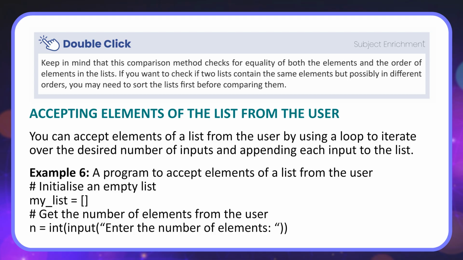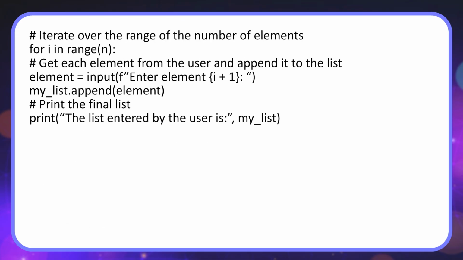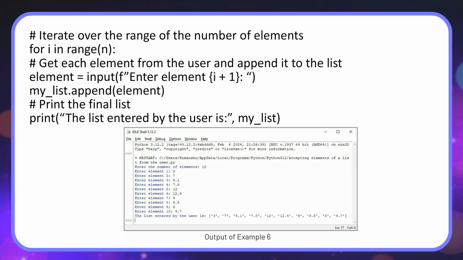# Initialize an empty list. my_list = []. # Get the number of elements from the user. n = int(input('Enter the number of elements')). # Iterate over the range of the number of elements. for i in range(n): # Get each element from the user and append it to the list. element = input('Enter element', i+1). my_list.append(element). # Print the final list. print('The list entered by the user is', my_list).